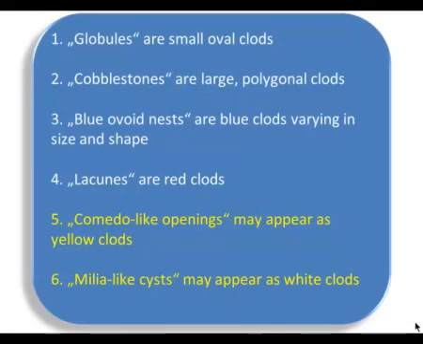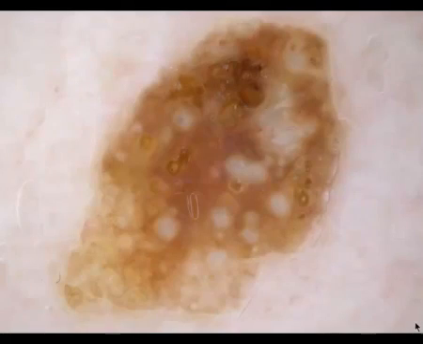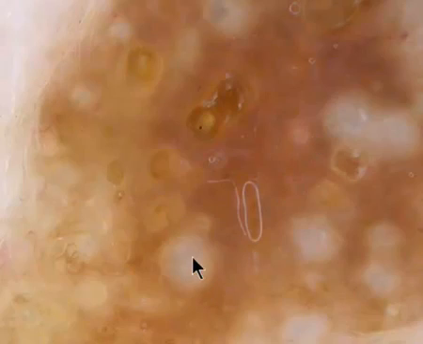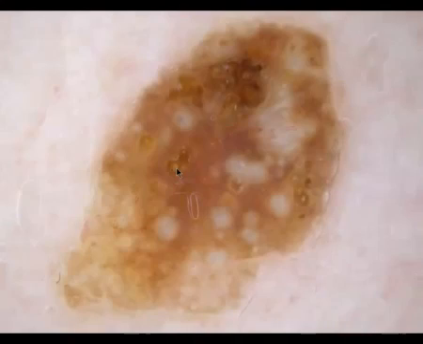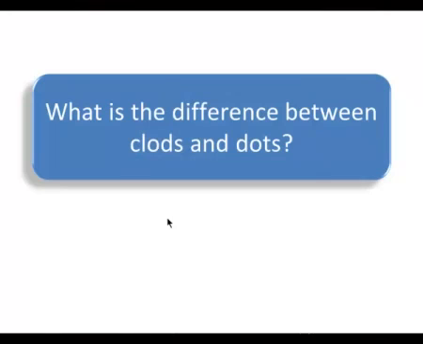Now comedo-like openings may appear as yellow clods and milia-like cysts may appear as white clods. This pertains specifically to seborrheic keratosis. Here you can see white clods and yellow clods. The yellow clods are comedo-like openings that are filled with keratin and melanin, and here the white clods are milia-like cysts. So milia-like cysts and comedo-like openings may appear as clods on dermatoscopy.